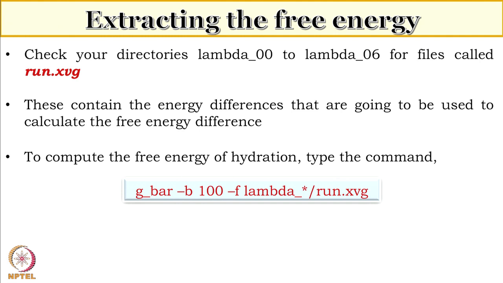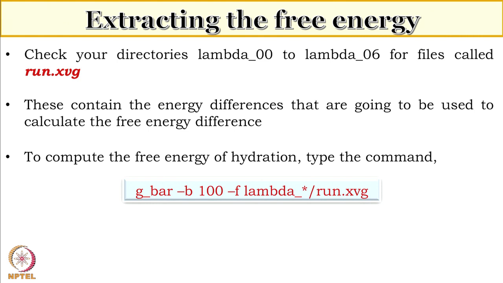Correct. So now to compute the free energy of hydration of methane, we will just type the command g_bar -b 100. -b 100 will discard the initial 100 picoseconds. It will consider it as further equilibration. Okay. So -f lambda_star, it will go to all the lambda directories and take the run.xvg file from each of them. It will calculate the free energy difference and finally display it on the screen, whatever the value of your free energy of hydration is.